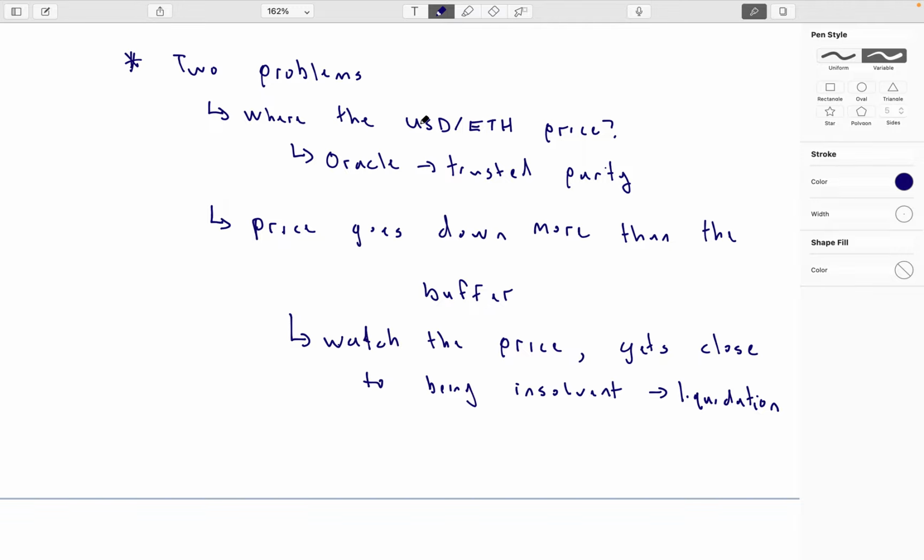The project itself lived. Luckily, they had another token that they used for governing the project. It had some value, and so they said, we're just going to issue a whole bunch more of this token. We're going to give it out to people, and that's how we'll give them basically their money back.